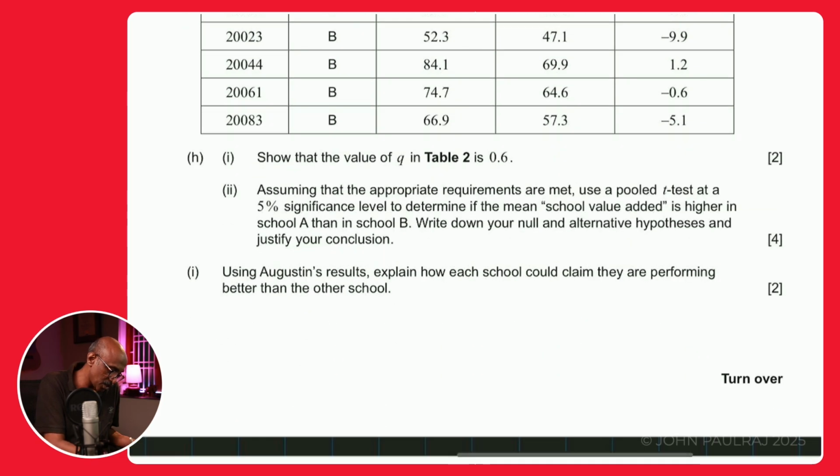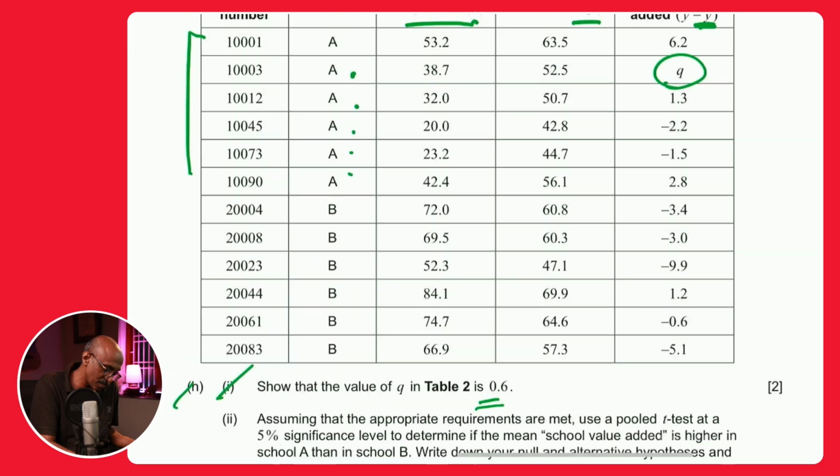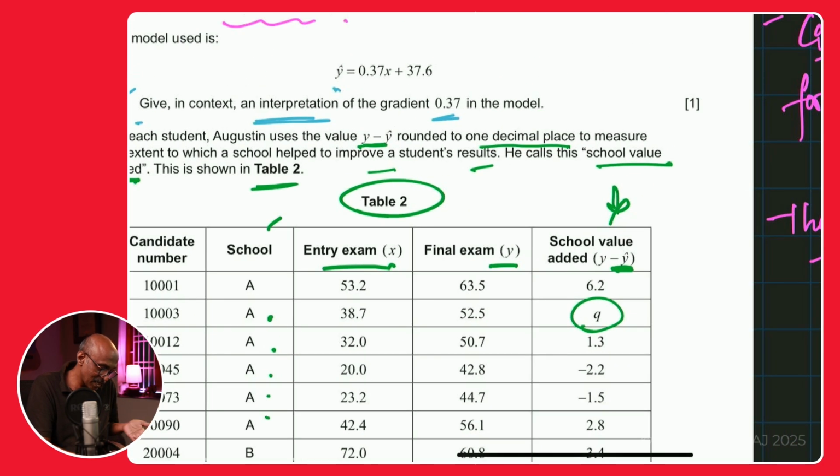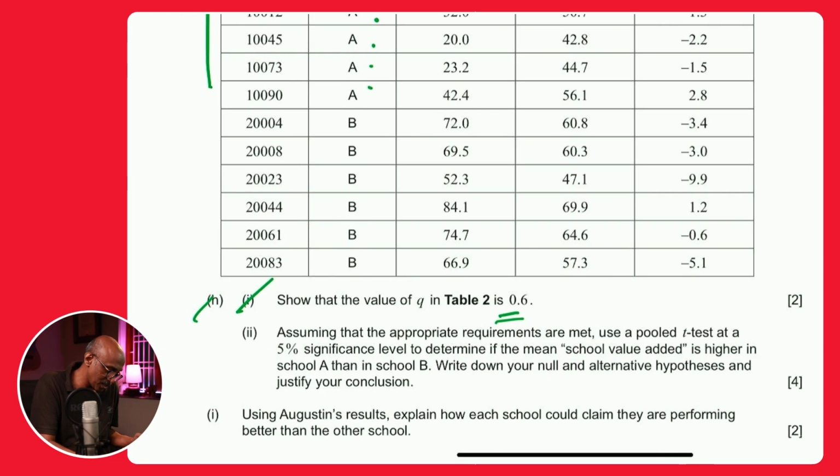Let me just check that. H, the next one. Show that the value of Q is 0.6. So basically, we're just using the formula to find the value of Q with the model that's given. All right, so this is for 2 points.